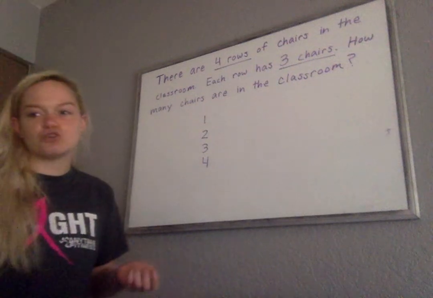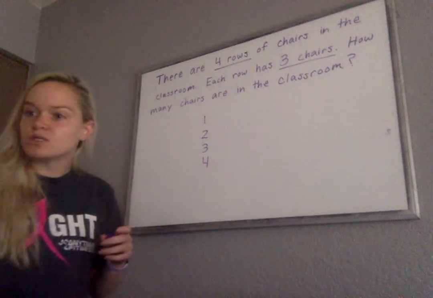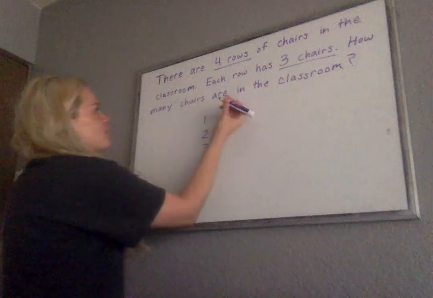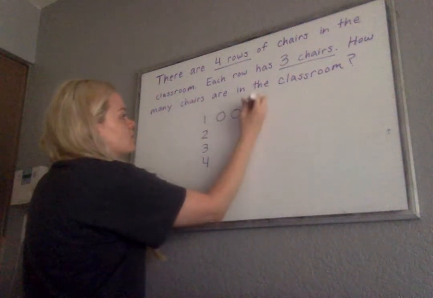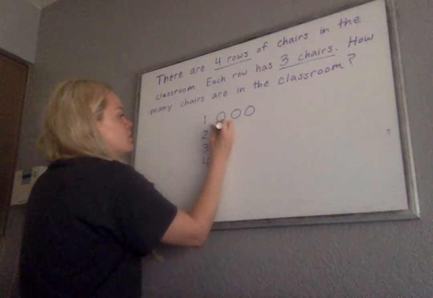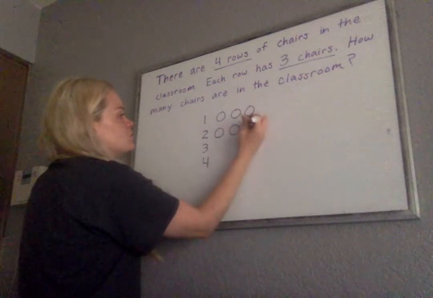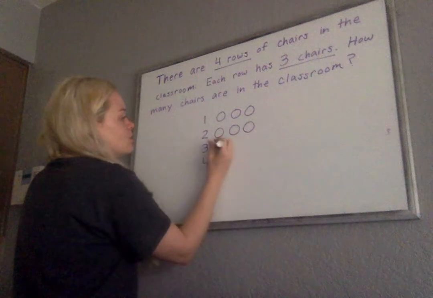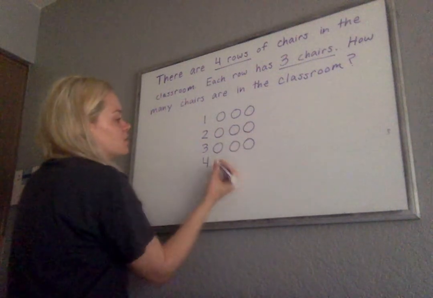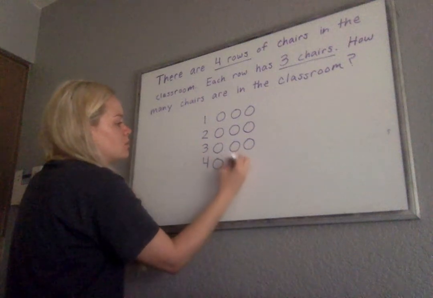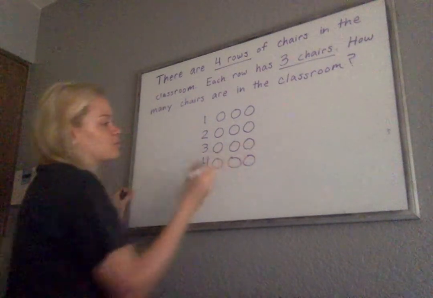Fabulous. Okay, so then we know that in each of those rows there's going to be 3 chairs. So instead of just drawing a chair, I'm just going to use circles to represent my chairs in each row. So I know in each row there's going to be 3. So 1, 2, 3. 1, 2, 3. 1, 2, 3. And then 1, 2, 3. Okay?